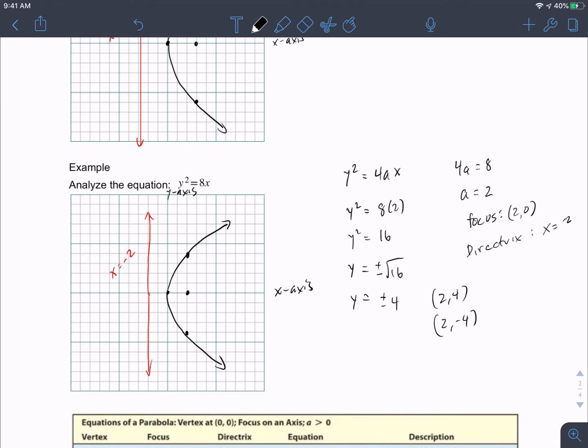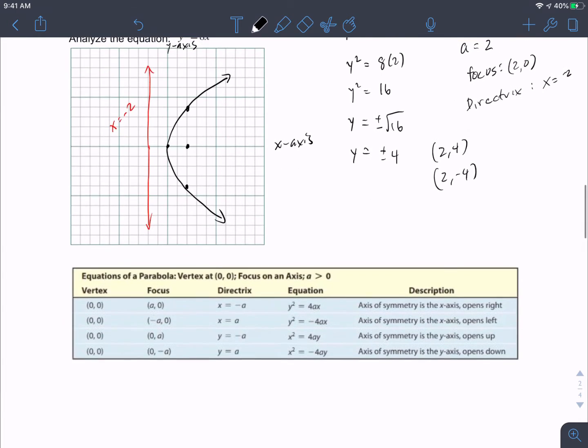And the reason that they open to the right is because my 4a was positive. If 4a is positive, it's going to open to the right. If 4a is negative, it's going to open to the left. And here are just examples of that. Now, that's for y equals x squared.